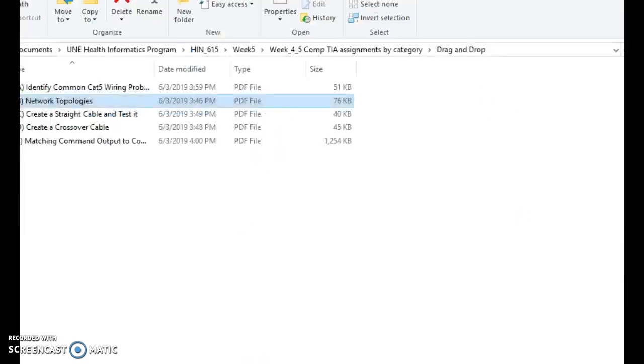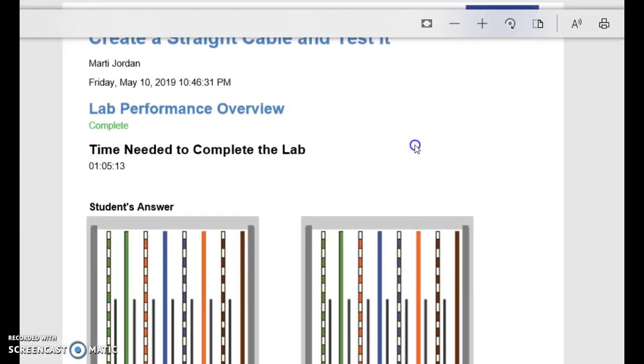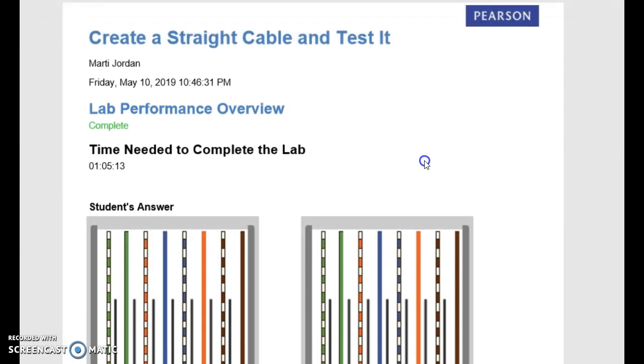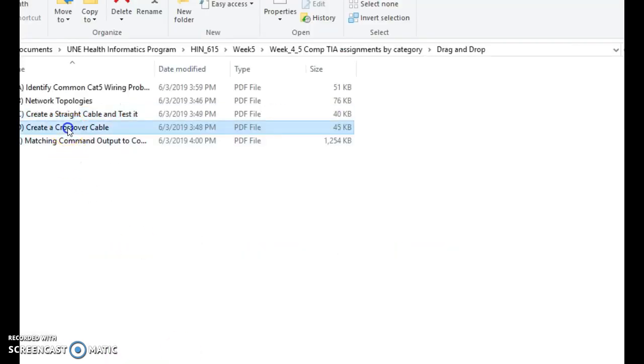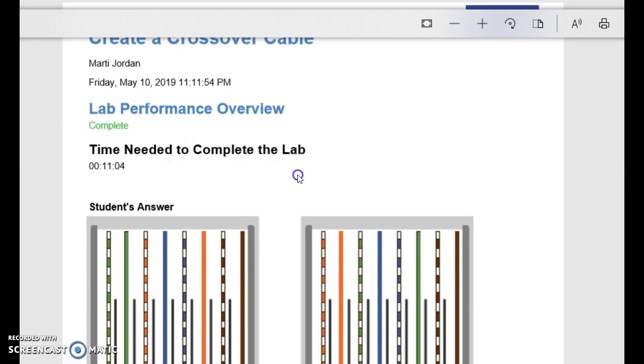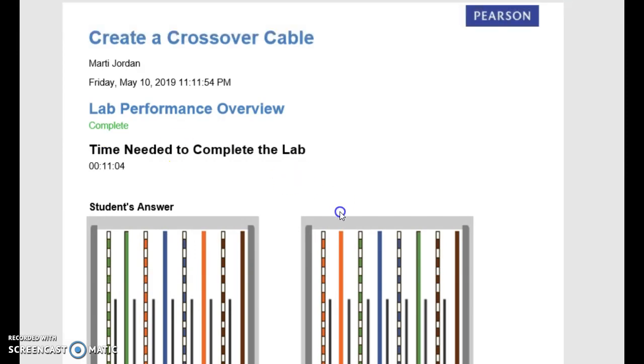The next lab was create a straight cable. I really liked this one because it was colors, and even though I had to do it over a couple times, I finally figured it out, and I thought this was pretty fun. The next lab was creating a crossover cable. This one didn't take me as long because I'd gotten the colors down, and so I completed this one.